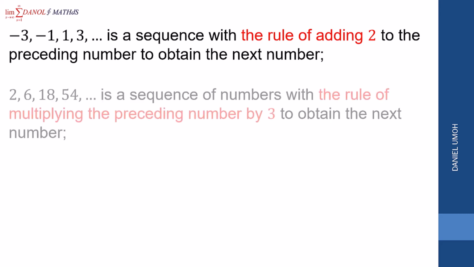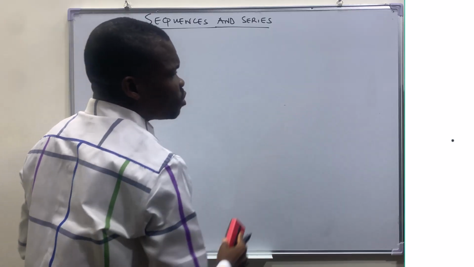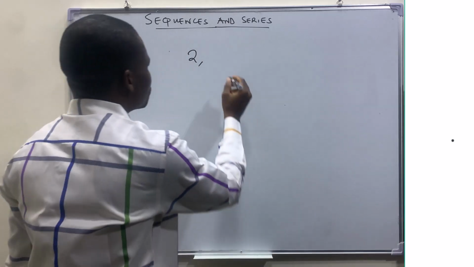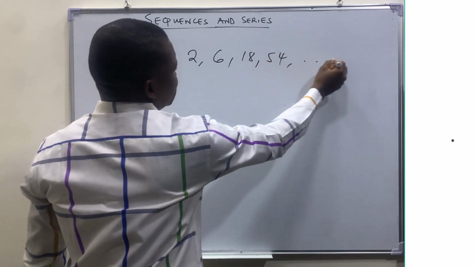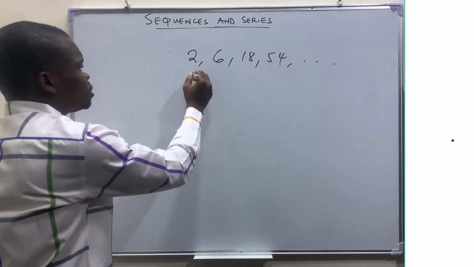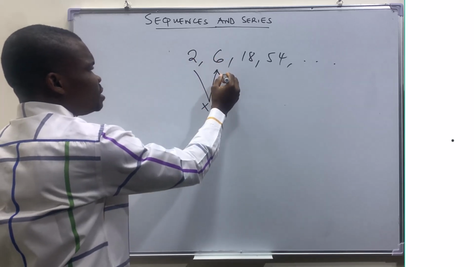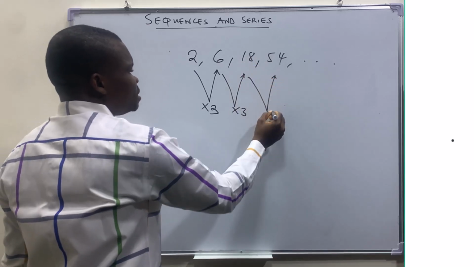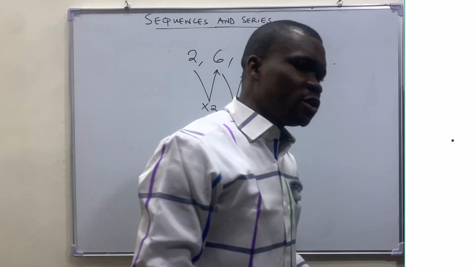Now look at this other example. The sequence 2, 6, 18, and 54. It is formed by the rule of what? Of multiplying the preceding number by what? By 3. 2, 6, 18, 54. It's a sequence of numbers and it is formed by multiplying the preceding number by 3. So you see, 2 times 3 gives me 6. 6 times 3 gives 18. 18 times 3 gives what? 54. So these are examples of sequence.